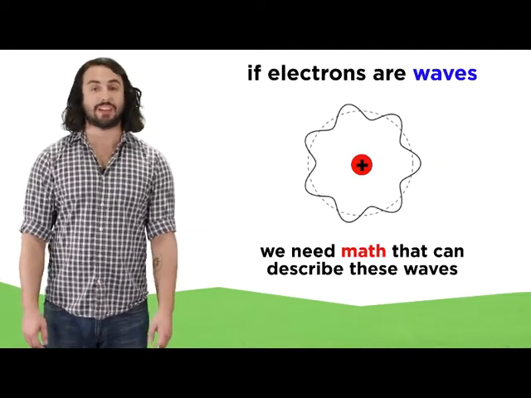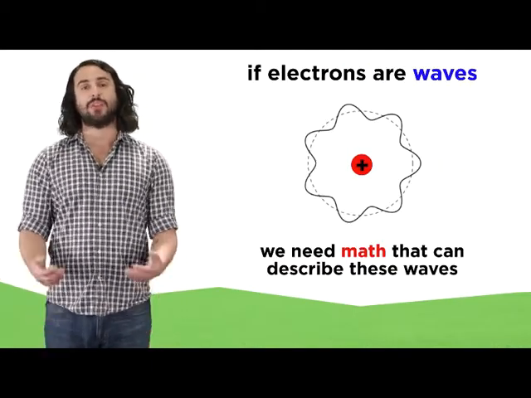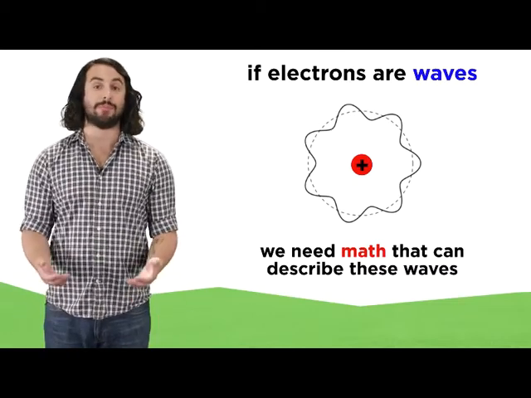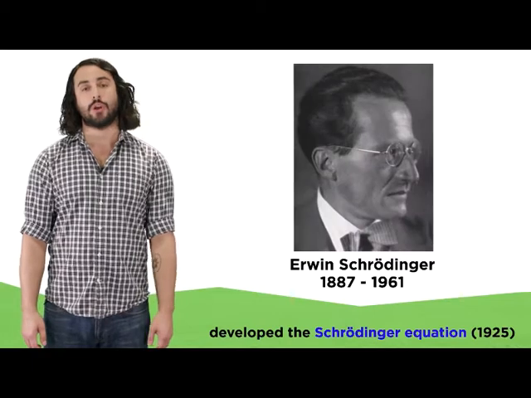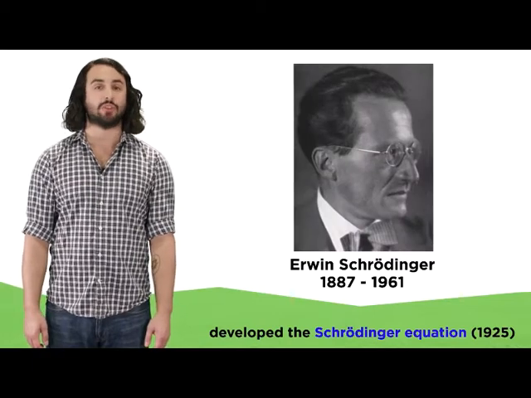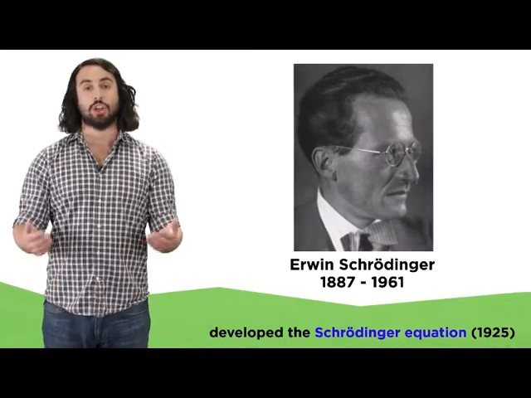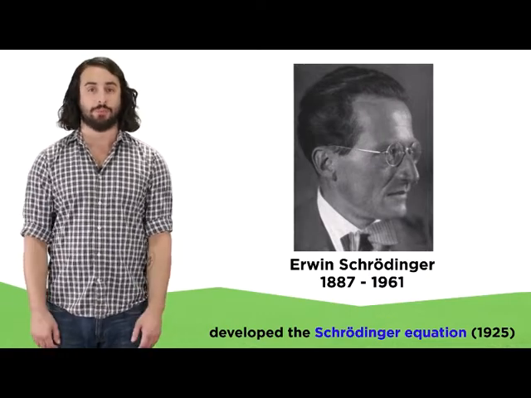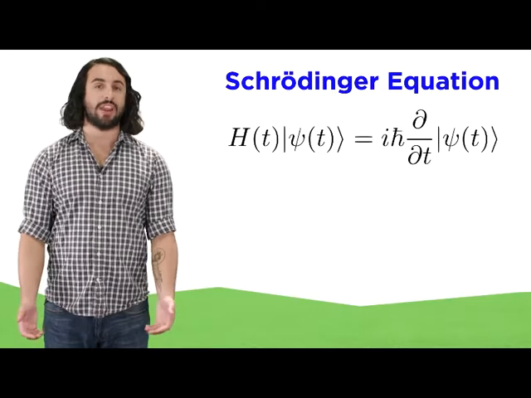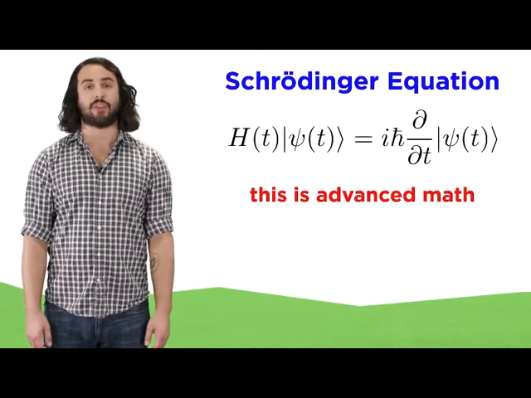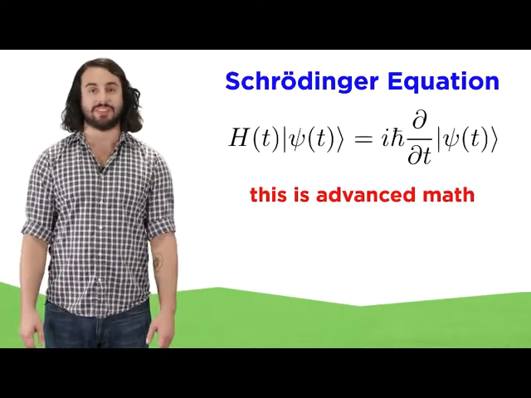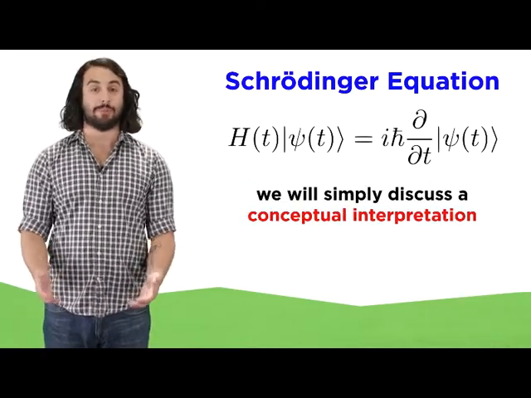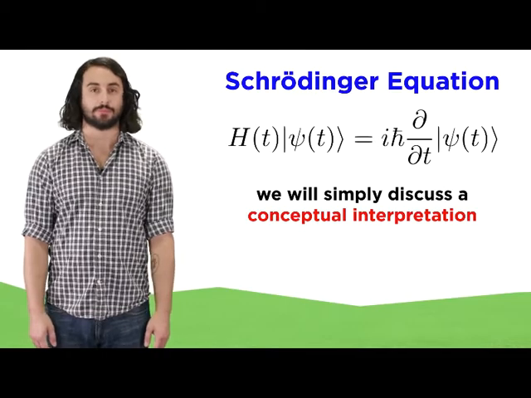Once it was realized that electrons exhibit wave behavior, the physics community set out to find a mathematical model that could describe this behavior. Erwin Schrödinger achieved this goal in 1925 when he developed his Schrödinger Equation, which incorporated the de Broglie relation. This is a differential equation which utilizes concepts in mathematics that are beyond the scope of this series. But we can certainly discuss the conceptual implications of the equation.